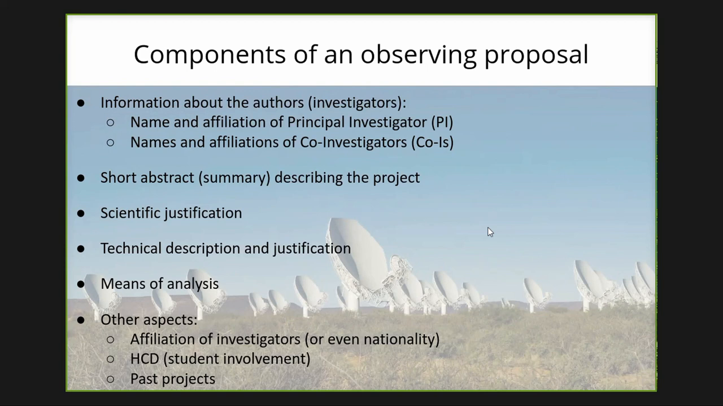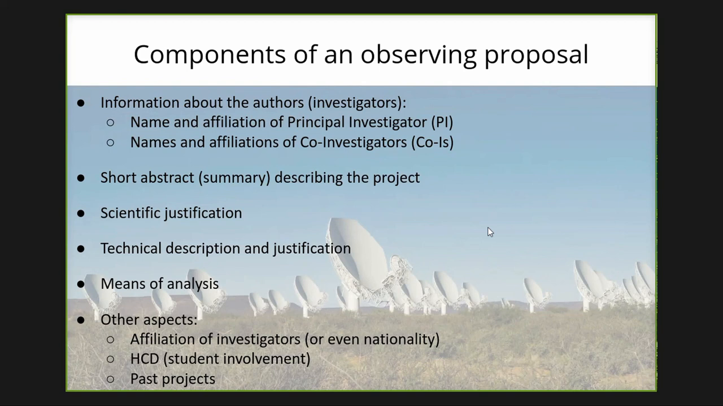So usually one person is selected. It's not necessarily the leader of the project, but can also be the person who is best representing the group in front of the time allocation committee. And this person is then selected to represent the group. That's the principal investigator.